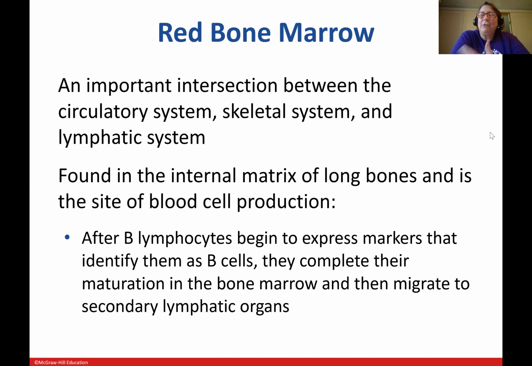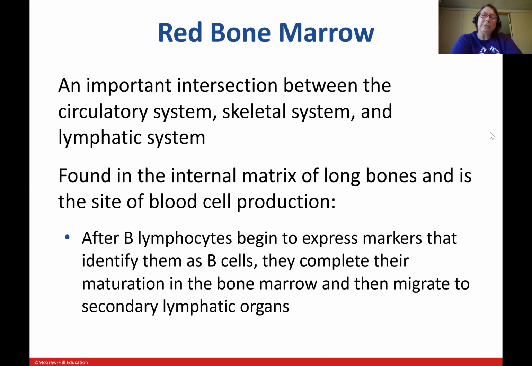Okay, so I had mentioned the red bone marrow. This is the place where most blood cells of all forms are created. That is called hematopoiesis, and that is the formation of all the different kinds of blood cells. That is a really important intersection between the circulatory system, the skeletal system, and the lymphatic system.